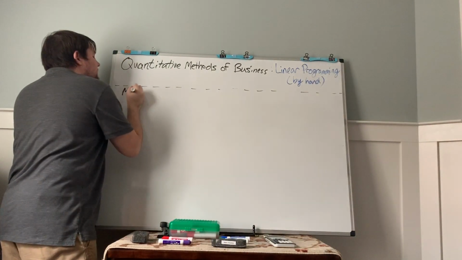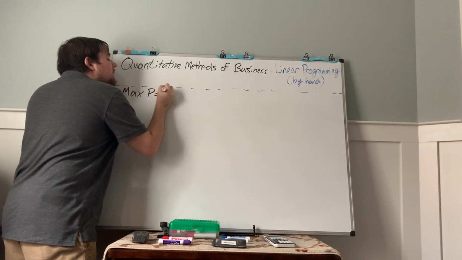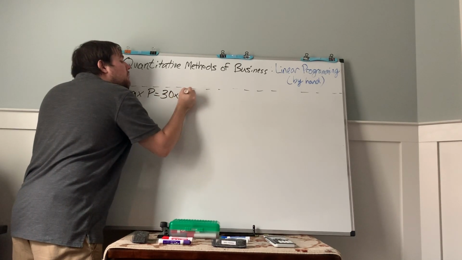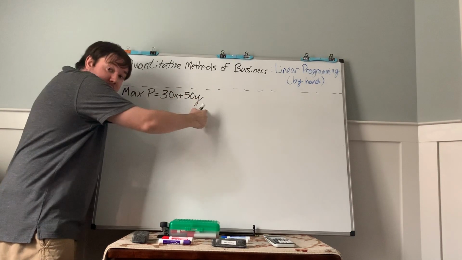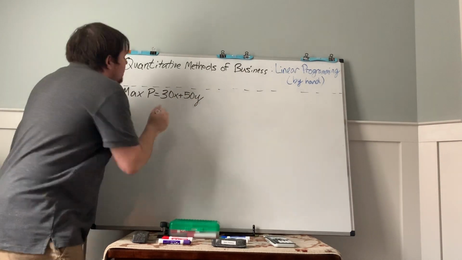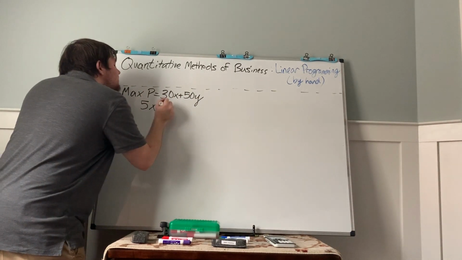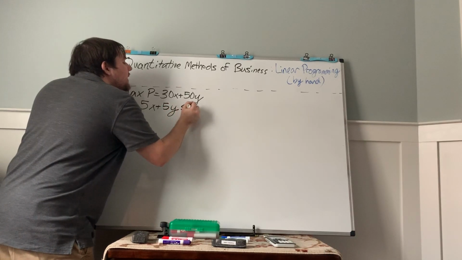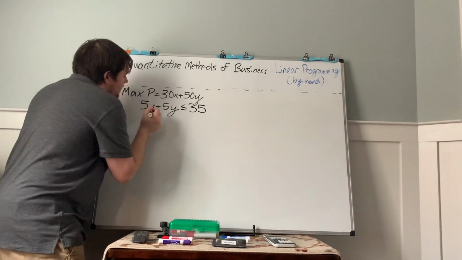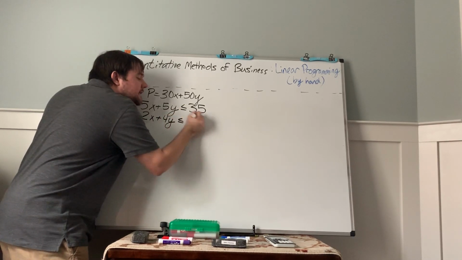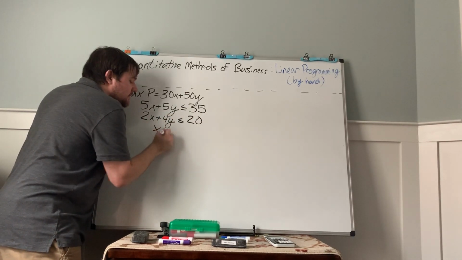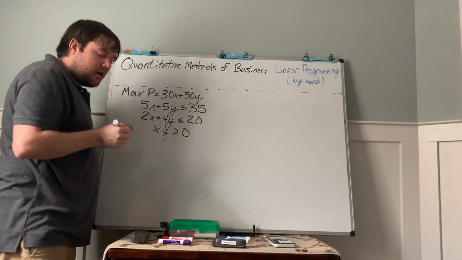So remember, we're trying to maximize P is 30x plus 50y. Remembering that x and y are bagels and donuts. And we've got our constraints as 5x plus 5y is less than or equal to 35, and 2x plus 4y is less than or equal to 20, and of course, both x and y are positive.